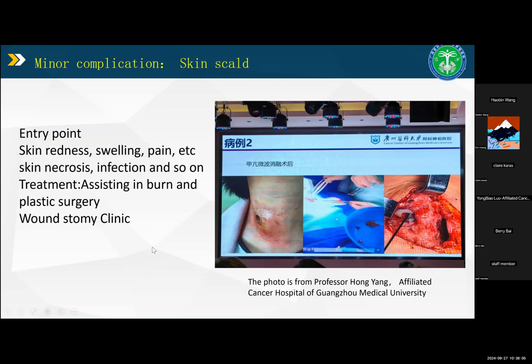This is a patient with a serious skin injury in another hospital. We can see that the patient's skin is all burned and there is red swelling and damage to the trachea here. For patients like this, we still recommend an early surgical treatment, especially in the burn and plastic surgery department, as well as the stoma clinic.